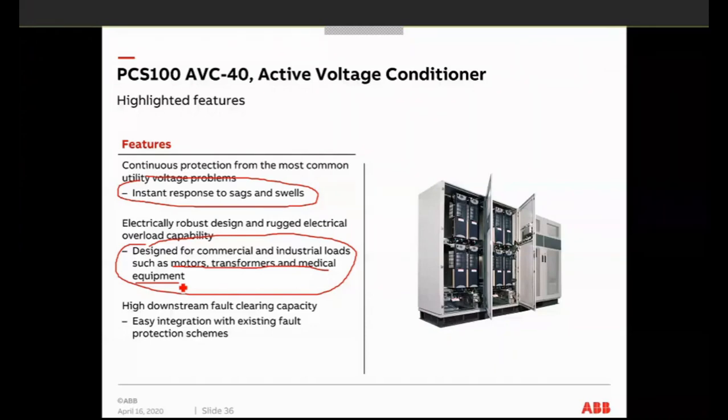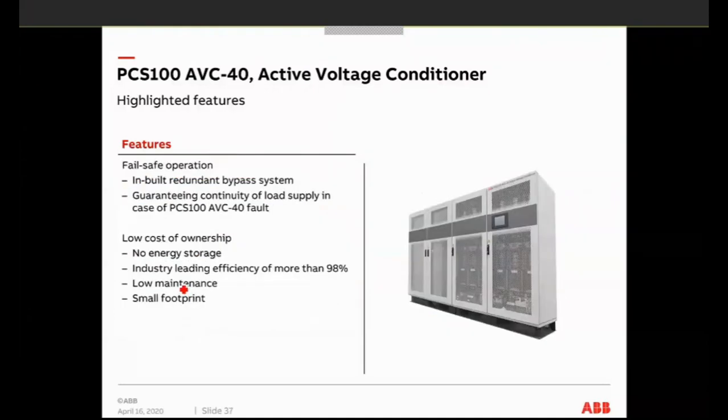Unlike with the UPS, you need to multiply it by 3 or 6 in order to respond to the inrush current. But with this product, it is 1:1 basis. All right? So we have a low cost of energy because there is no energy storage, right? And the efficiency is always more than 98% regardless of the percentage load remaining. And it has a very small footprint compared to an ABR or a UPS itself.